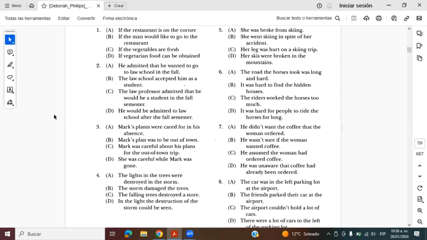Number 4. Do you know what happened during the lightning storm? Yes, several trees were destroyed. What does the man mean? Number 5. Did you see Sally? Her leg's in a cast. Yes, I know. She told me that she broke her leg skiing in the mountains. What happened to Sally?